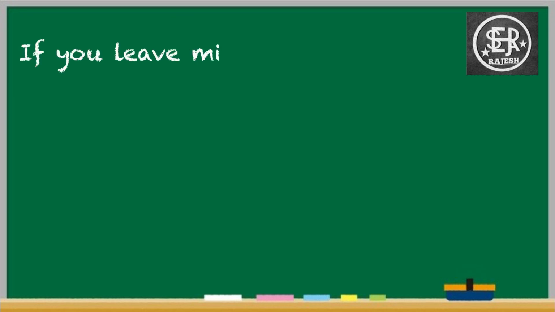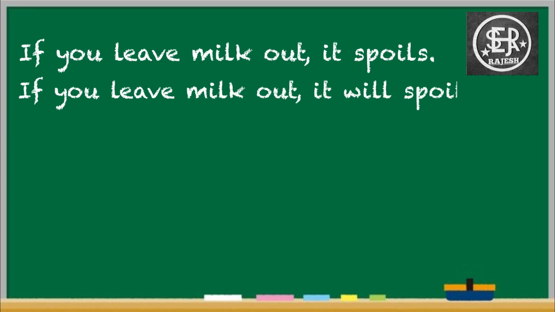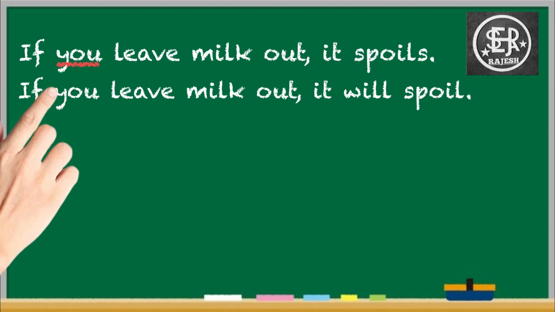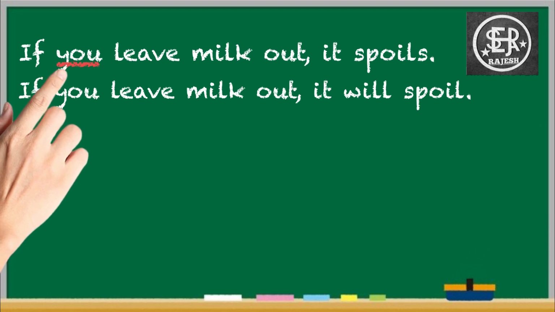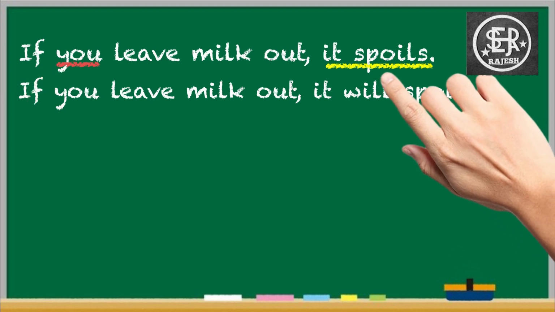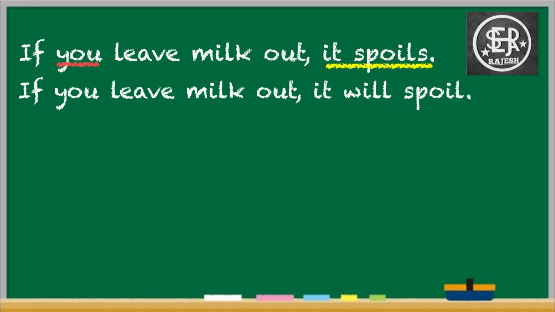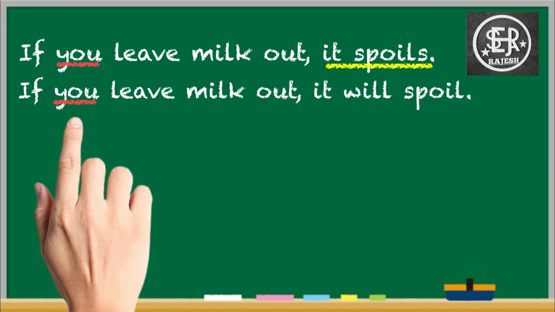If you leave milk out, it spoils. If you leave milk out, it will spoil. Here again the zero conditional is a general truth. But what is said in the first conditional? If you leave milk out, it will spoil. This is said to a person in the present situation. Here we say this "you" as a general word to everyone. Whoever does this, this will happen. There is no change in it. But here you are referring to a specific person.